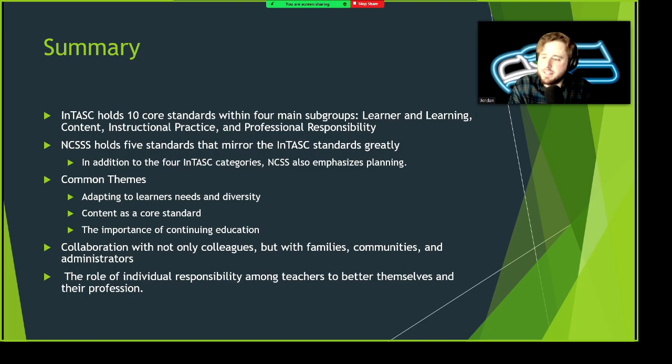The NCSS, damn it, I apologize for my language. There's an extra S there. I will cut that out before I submit it. Please have some leniency there.